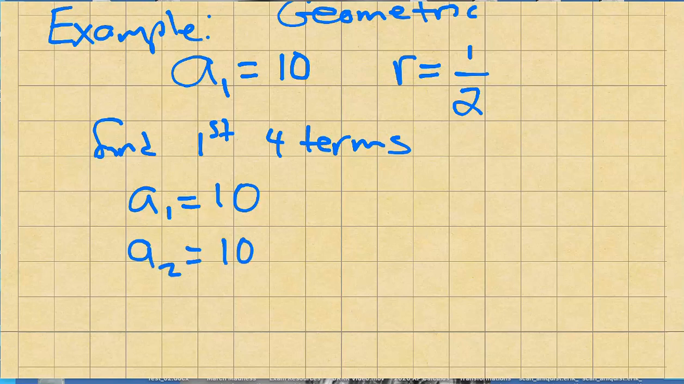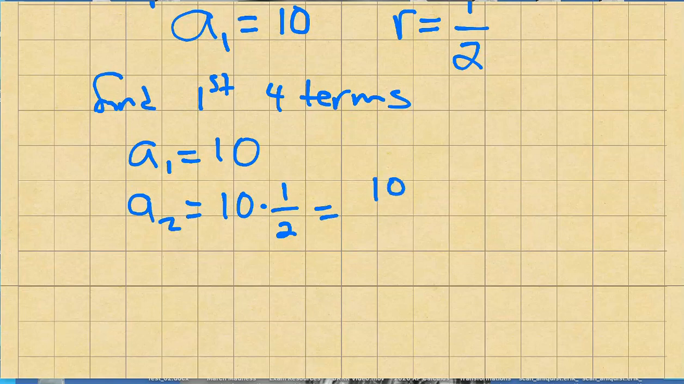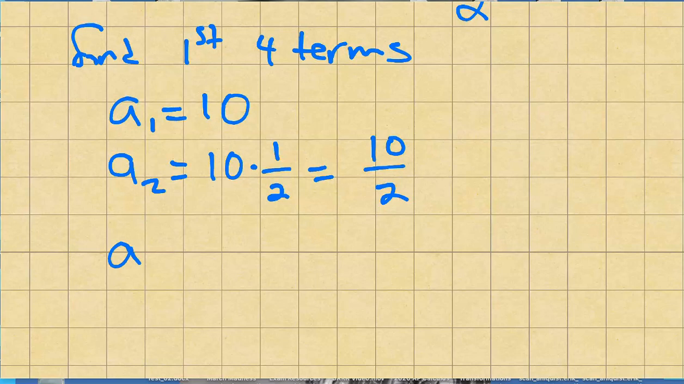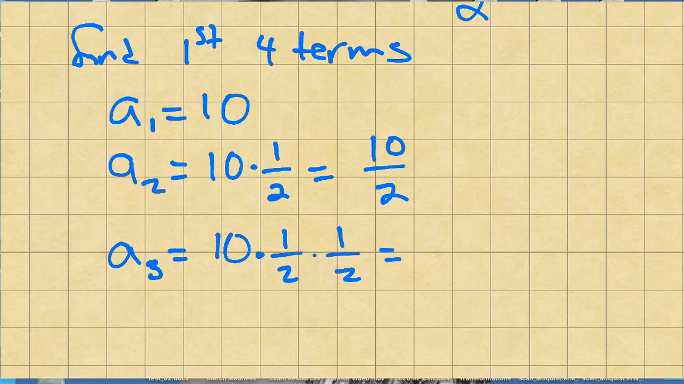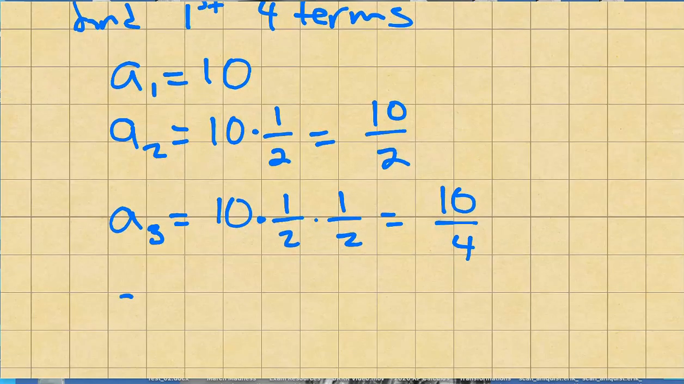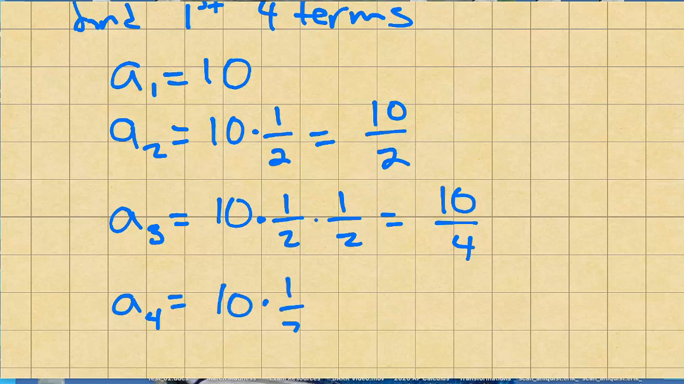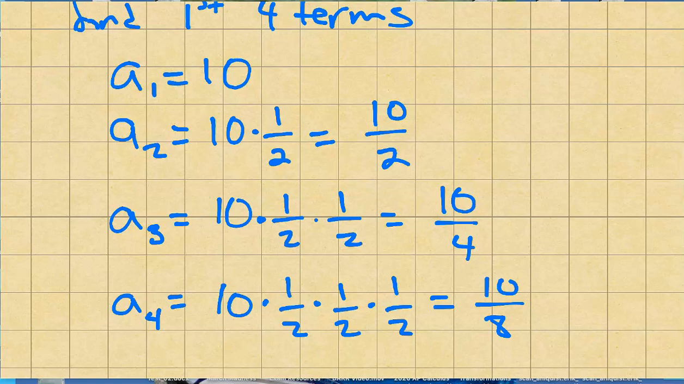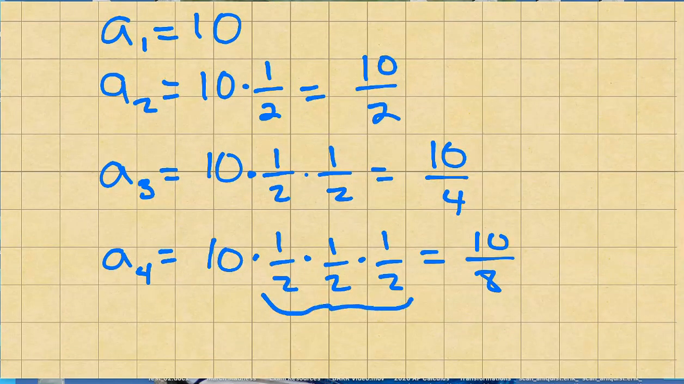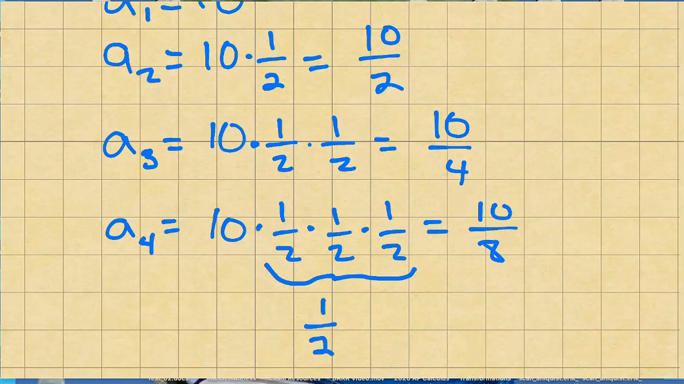So the next term must be 10 times 1/2, or 10/2. The next term must be 10 times 1/2 times 1/2 again, or 10/4. The fourth term must be 10 times 1/2 the first time, times 1/2 the second time, times 1/2 the third time, or 10/8. If you look at what's happening, if you remember exponents, that is 1/2 to the third power. So the fourth term is 10 times 1/2 to the third power.